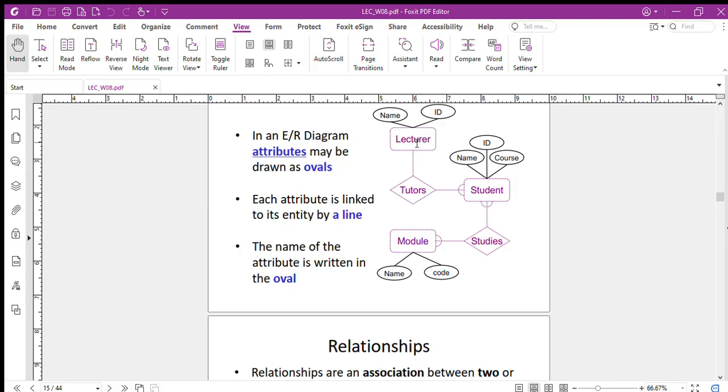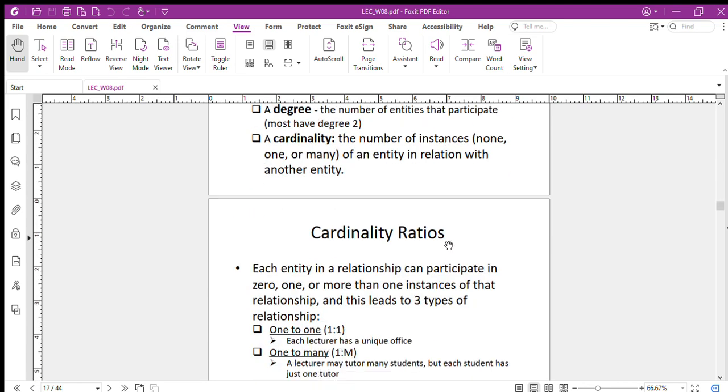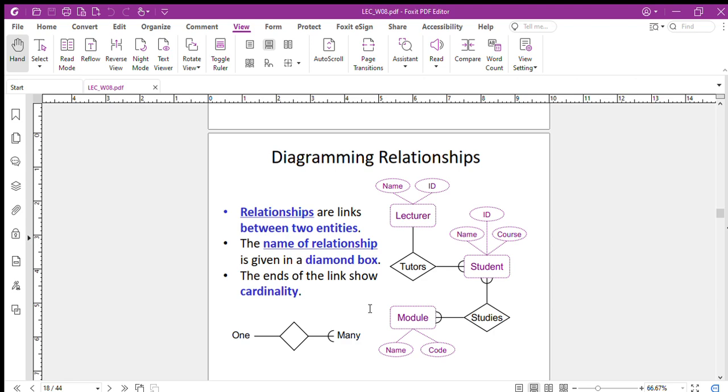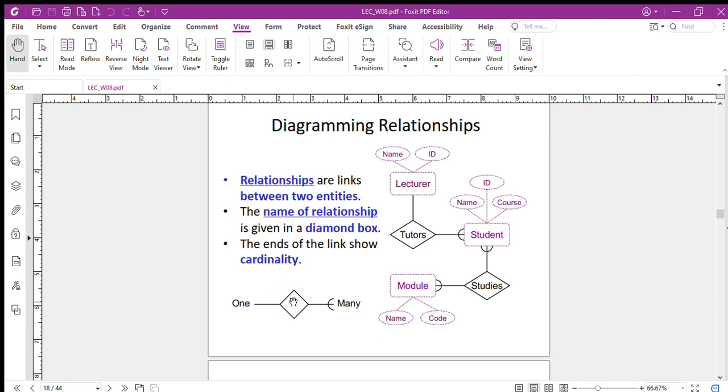Similarly, a lecturer is teaching many students, and many students are being taught by a lecturer, right? So this is a one-to-many relation. The cardinality ratios consist of 3 kinds of relationships: one-to-one, one-to-many, and many-to-many. Each lecturer has a unique office, which is a one-to-one relationship. Every single lecturer is going to be given a unique office. A lecturer may tutor many students, but each student has just one tutor, which is one-to-many. A many-to-many relation is when many students are taking many modules. So this diamond box is representing the name of the relationship.